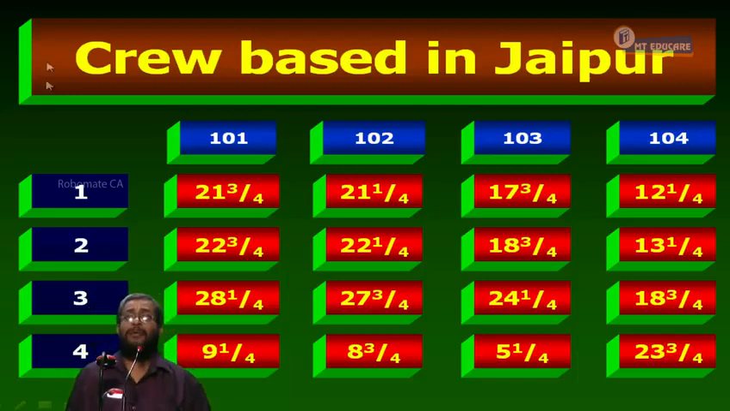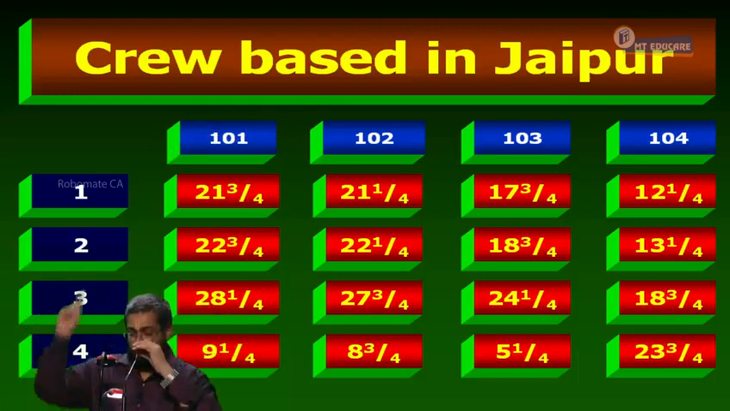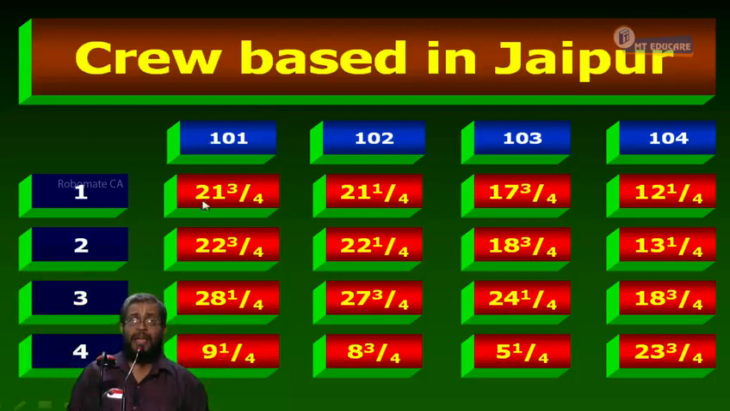In that case, suppose 1 and 101, I decide to pair. For this pair of flights, going and coming, if I select my crew from Delhi, for them, what is the outstation staying time? 24 hours. But for this pairing, if I select from Jaipur, one staying by outstation, 21, 1 by 4. If I want to do this pairing, I'll have my crew in Delhi or Jaipur. So the layover time is the least of the two. Respond, yes or no?